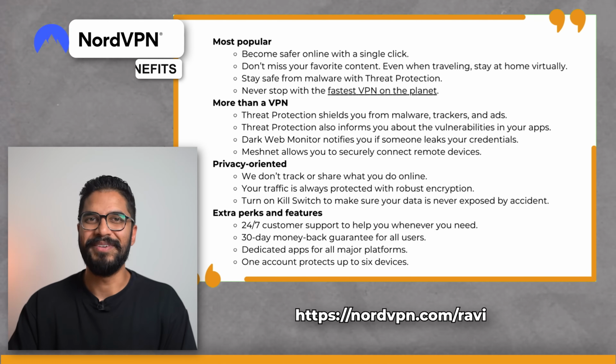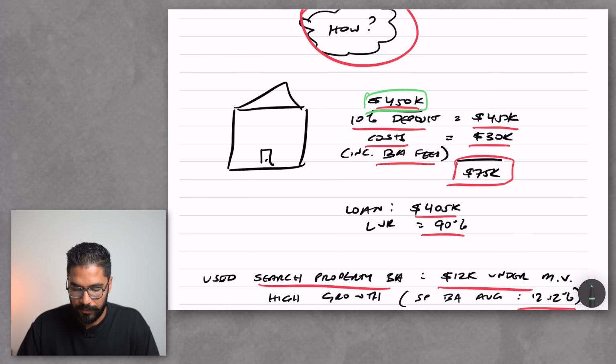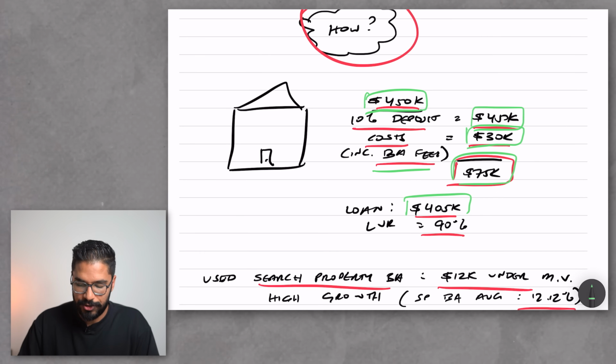Now let's get back to the numbers. So if we use option 2, we can go ahead and buy 2 properties in year 1. Now, how does this actually work? If you look at this 450K property, a 10% deposit is 45K. You've got costs of about 30K, which include the buyer's agency fee. It comes to about $75,000. Now your loan here is $405,000 because it's at 90% LVR.